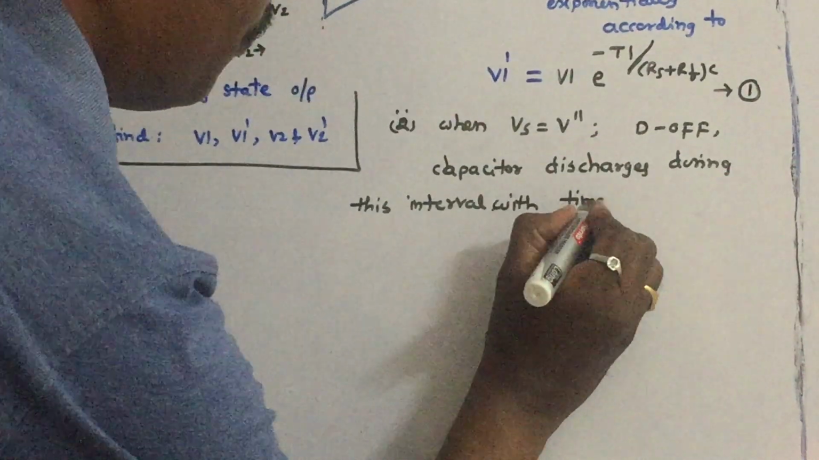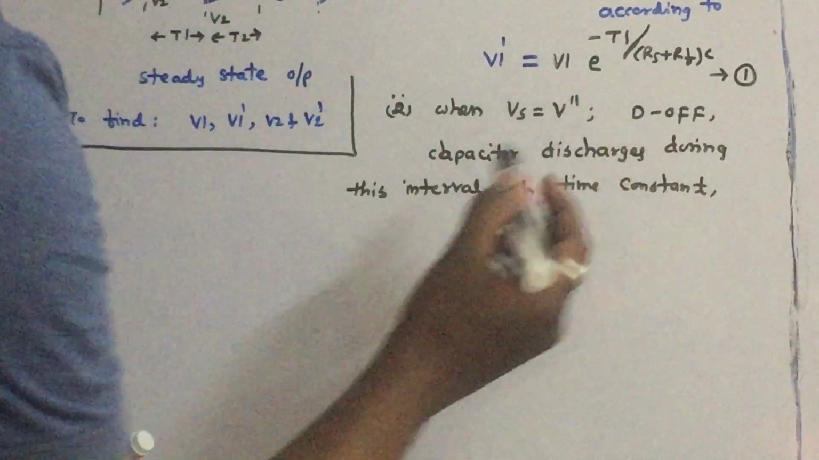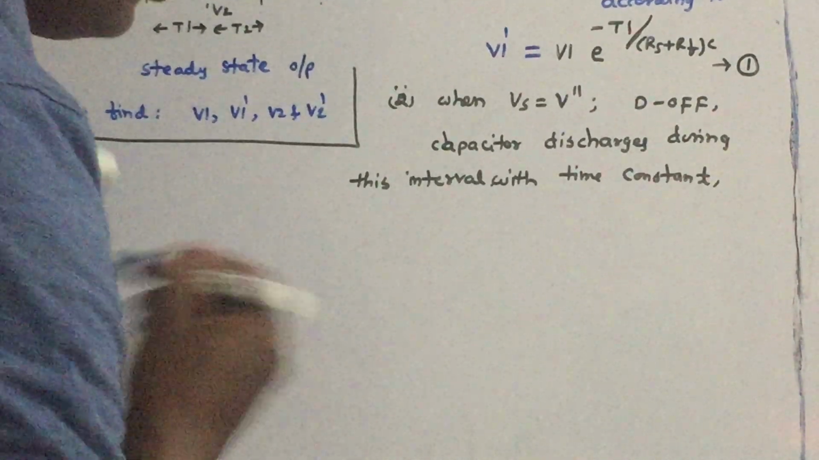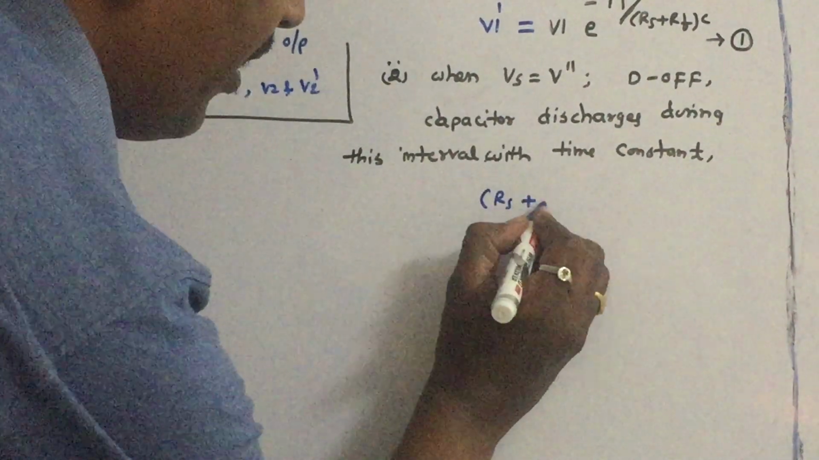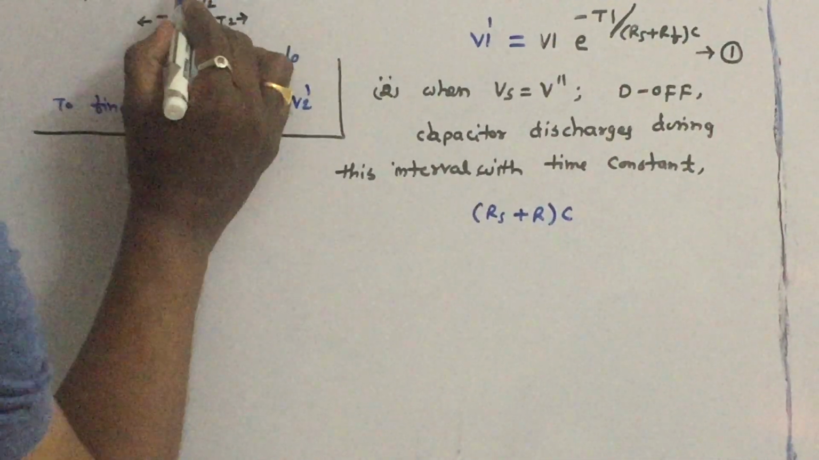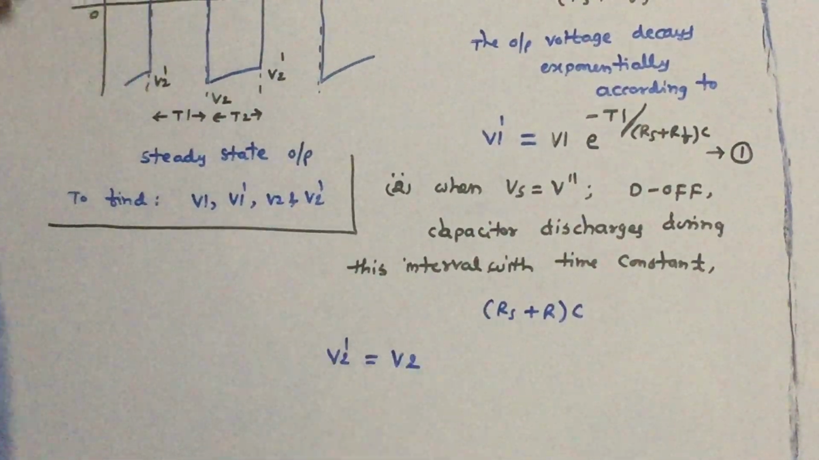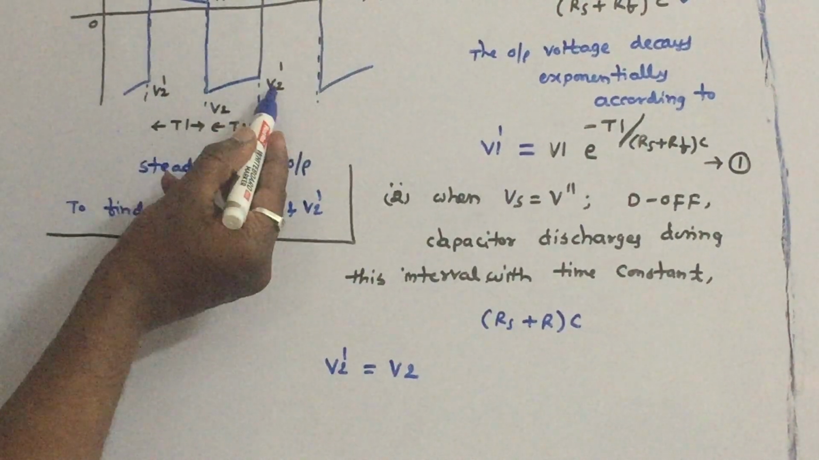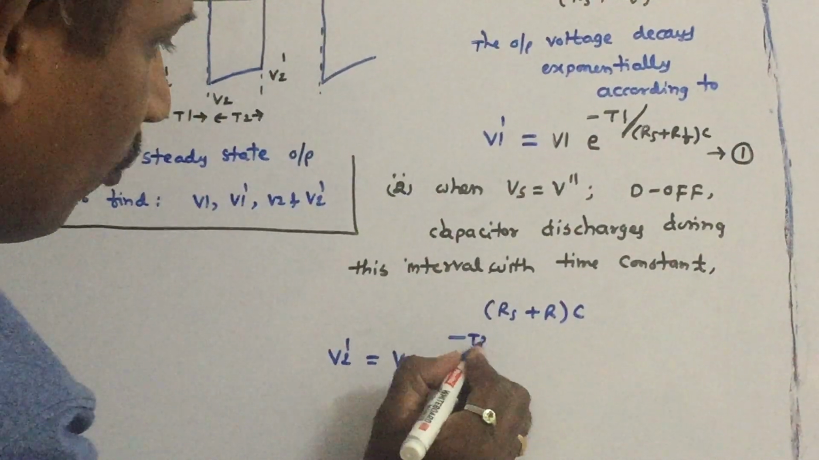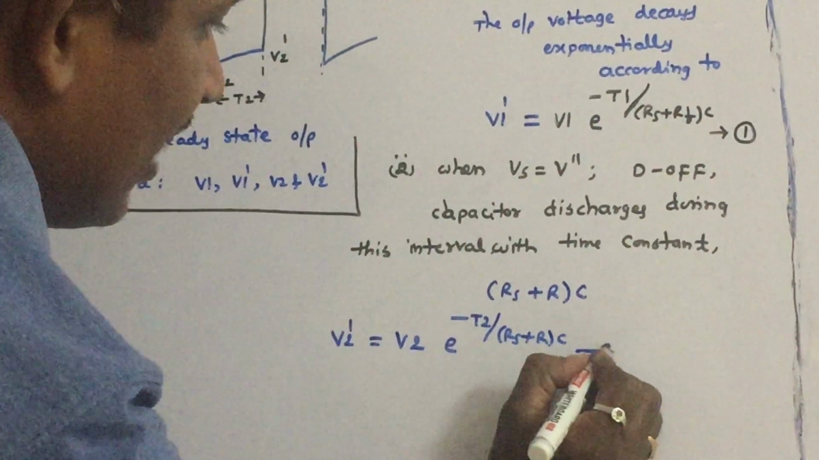So with the time constant, when the diode is in off condition, the resistor R will come into the circuit. From circuit 1 and circuit 2, circuit 2 will come into effect. What is the time constant? Rs plus R into C. So with this time constant, the capacitor discharges. Therefore, the expression for V2 dash is equal to V2. We can easily write, because it is exponentially decreasing, V2 dash is equal to V2 into e power minus T2 by the time constant of the circuit, Rs plus R into C. Let's say this is equation 2.